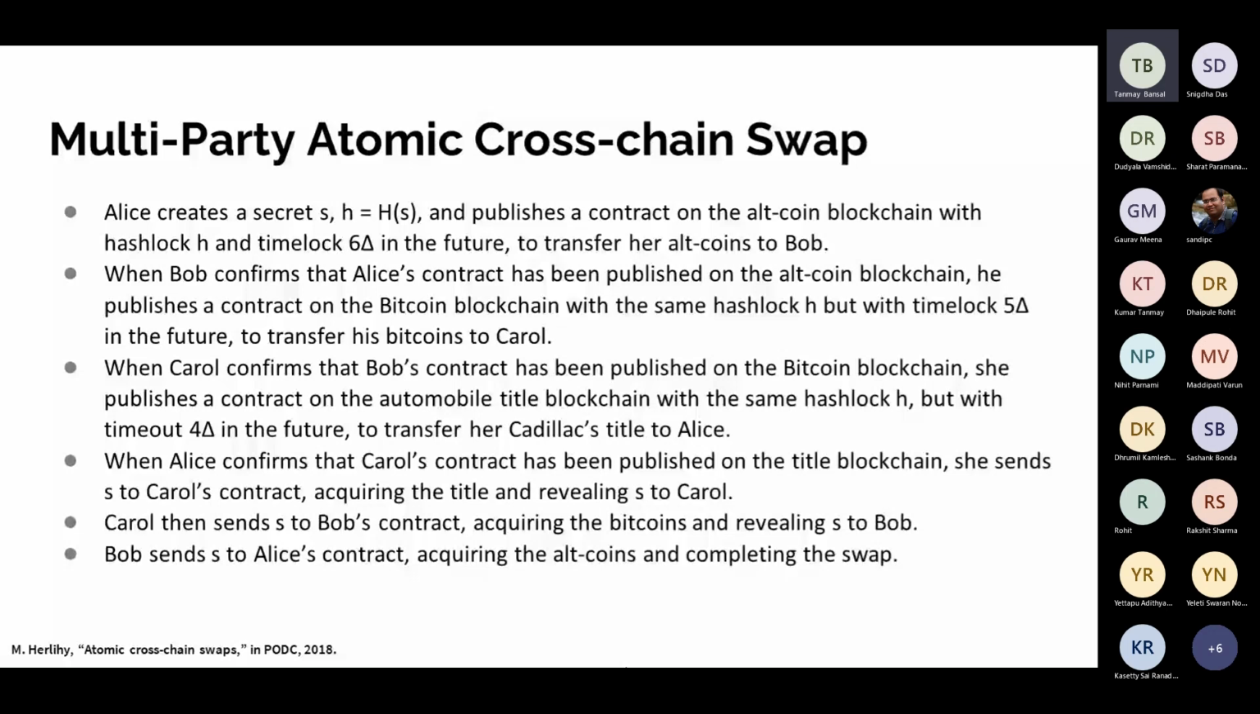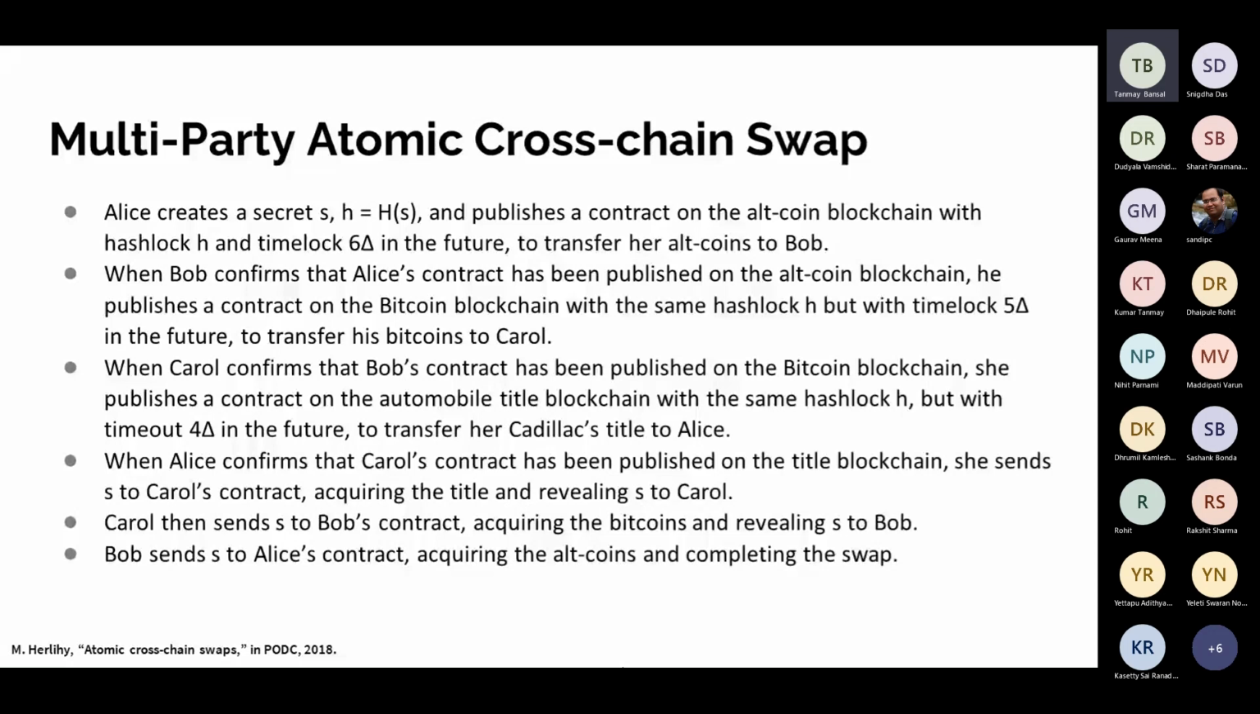So Alice's time lock will be the maximum. It is some 6 delta in the future to transfer her altcoins to Bob. So it is very similar to the previous two-party example. Now Alice has created that in the altcoin network, and Bob sees that it is indeed published there.